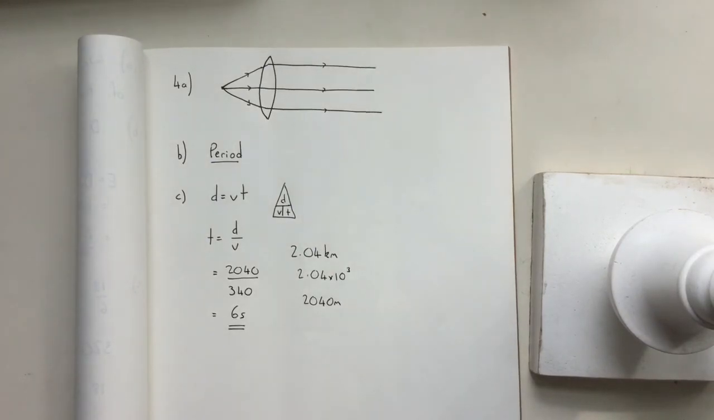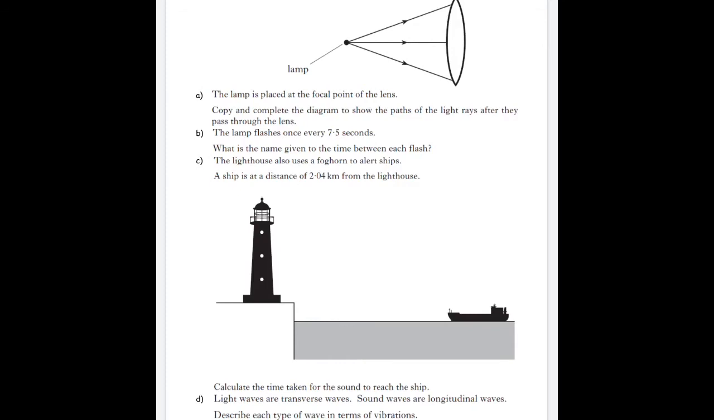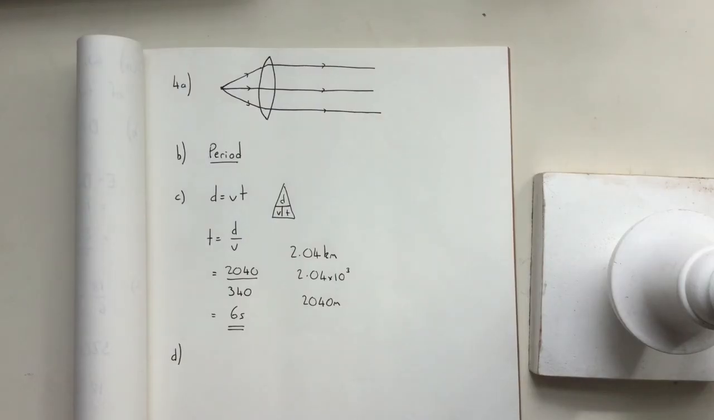All right. And then the last question is D. And for D, it says light waves are transverse waves. Sound waves are longitudinal waves. Describe each type of wave in terms of its vibrations. Right, this is the one that you always have to know when you're doing an exam.